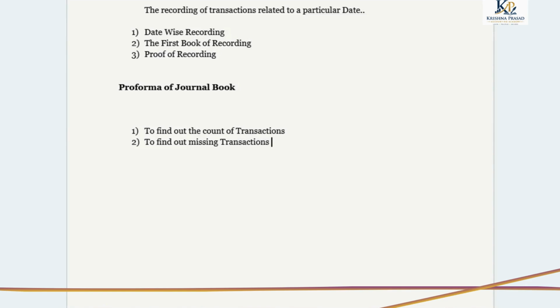To find out missing transactions. How, sir? For example, today I have entered 50 transactions, but the fiscal bills are around 52. So that means I have missed 2 transactions, right? Which transactions have I missed? We can find out after cross checking with the journal book.